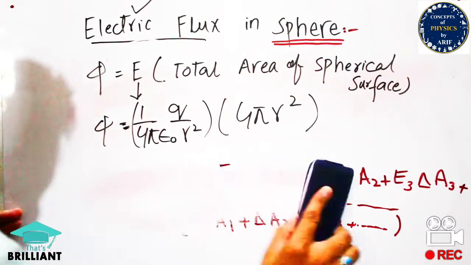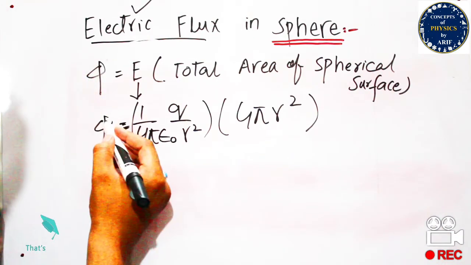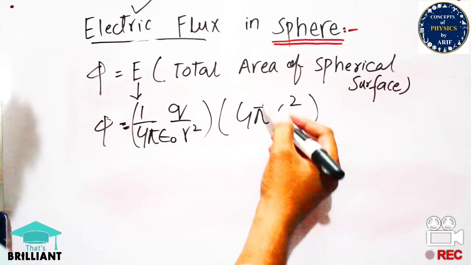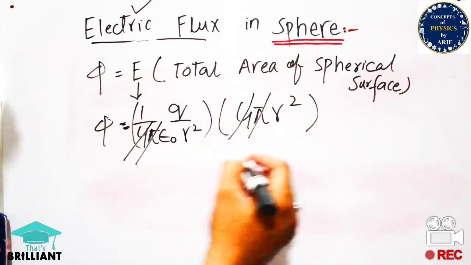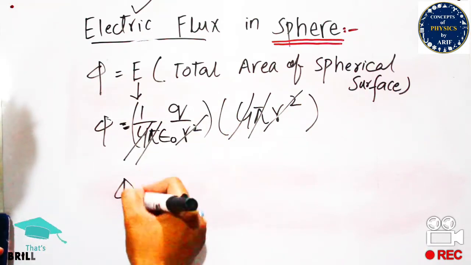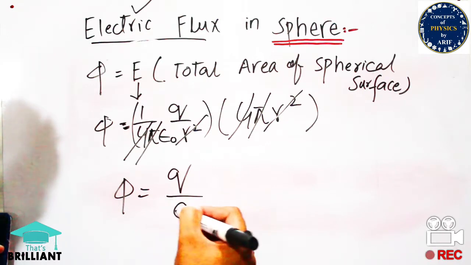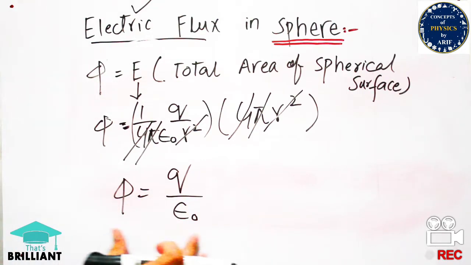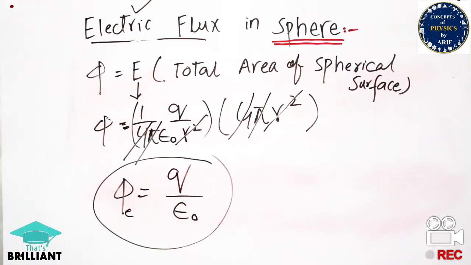And as you have seen, some of the values can be cancelled out: pi can be cancelled out, 4 can also be cancelled out, and r square can also be cancelled out. So the total flux is equal to q over epsilon naught. This is the total flux which is calculated over the total spherical surface.